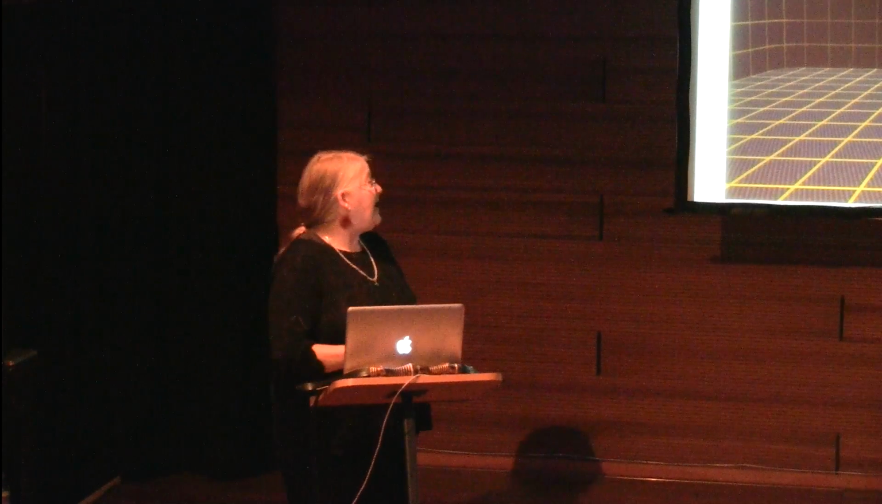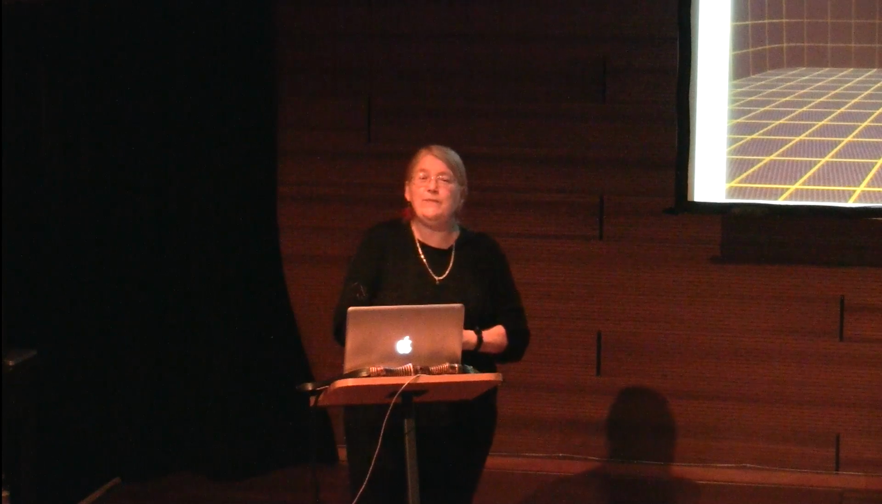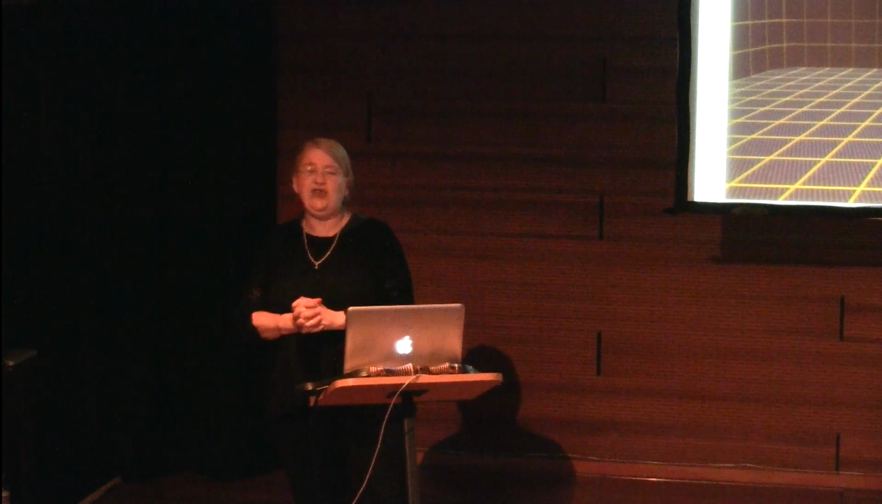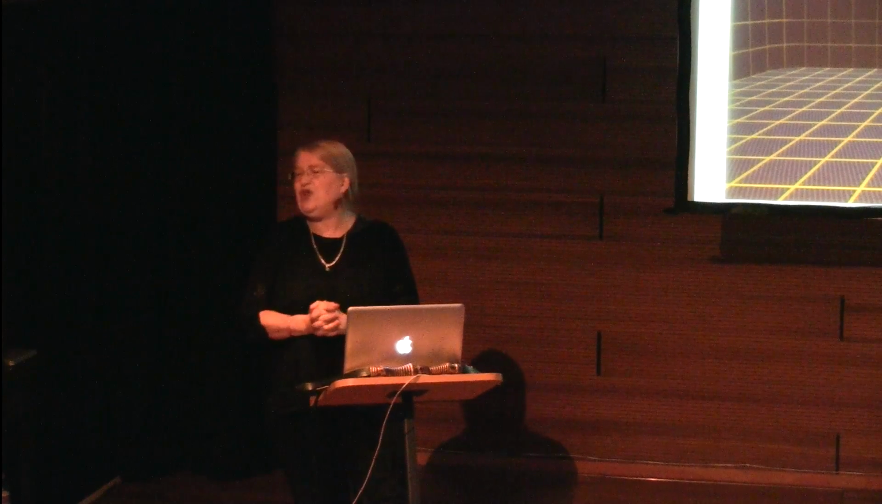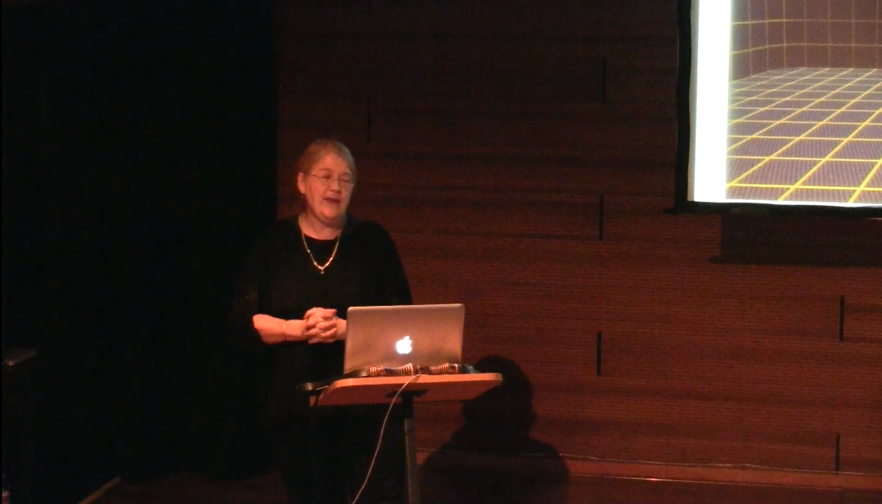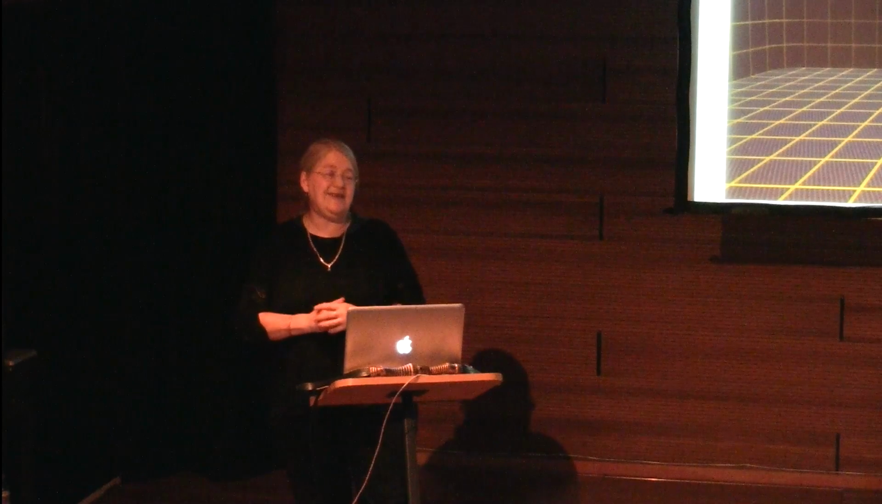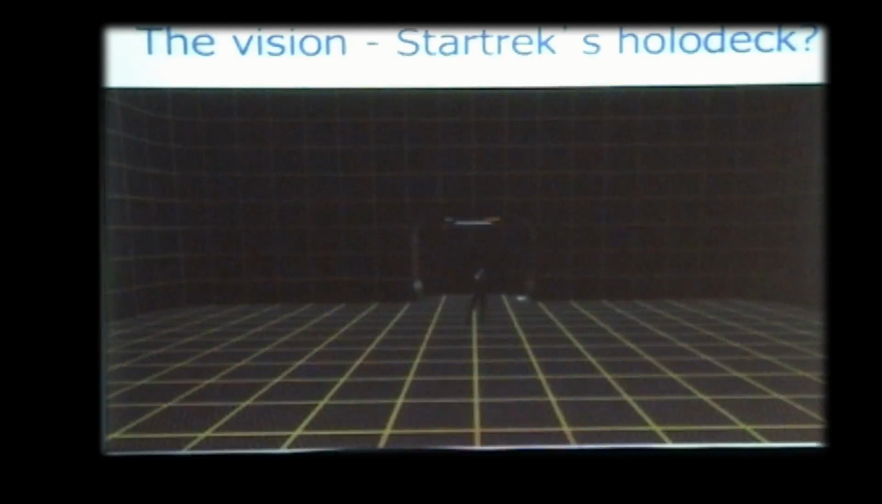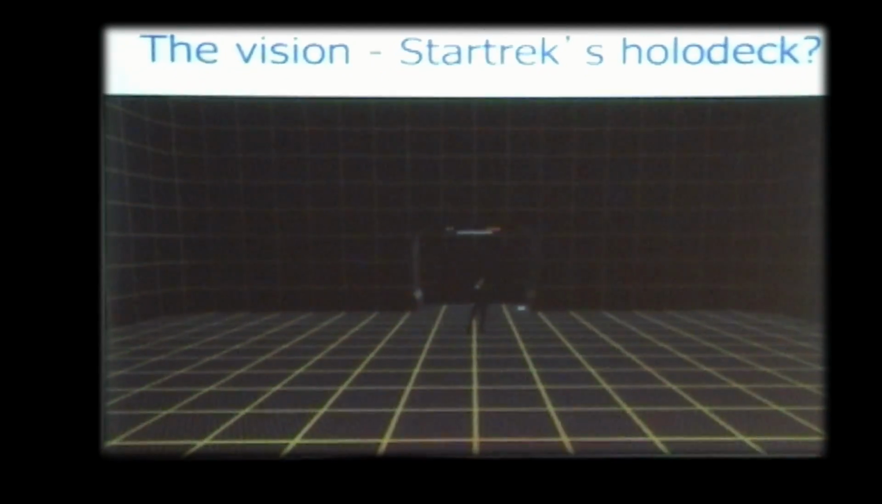So the holodeck is inside a big spaceship, and the idea was the spaceship was travelling around in space for years and years, and people were going to go stir crazy being stuck in this spaceship. So there's an enormous space in the centre of the spaceship called the holodeck, which in its raw state looks like that. Just a big grid of lines.